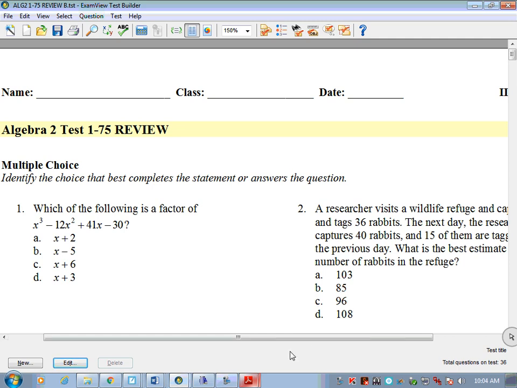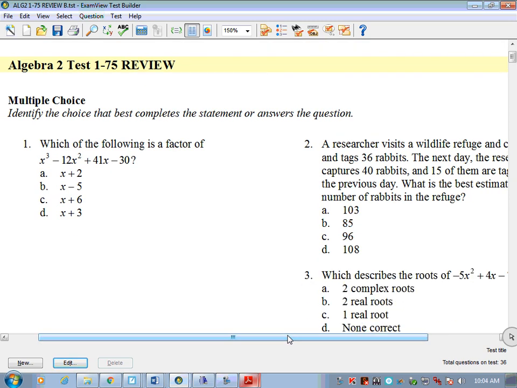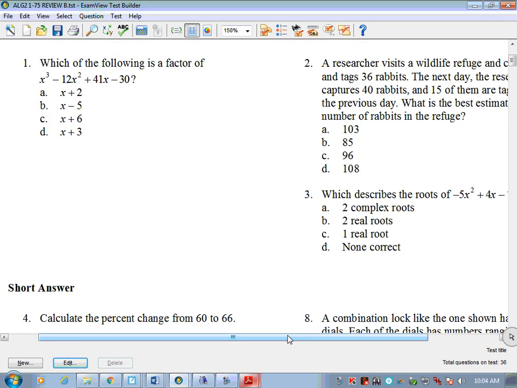2. This is our review for our 1 through 75 test. You guys do have the answer key at the bottom, so if I ask, I can get somebody to scroll down to the bottom and check our answer, right? Okay. All right, it says, which of the following is a factor of x cubed minus 12x squared plus 41x minus 30?